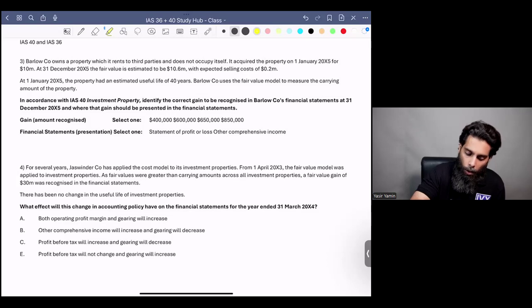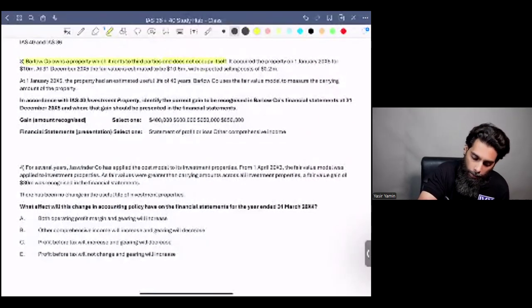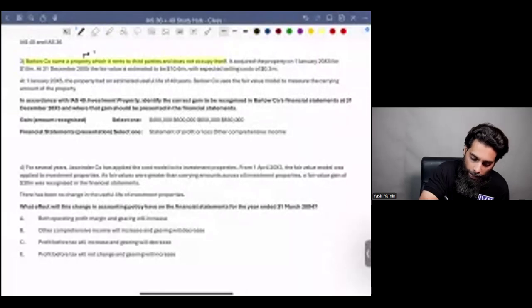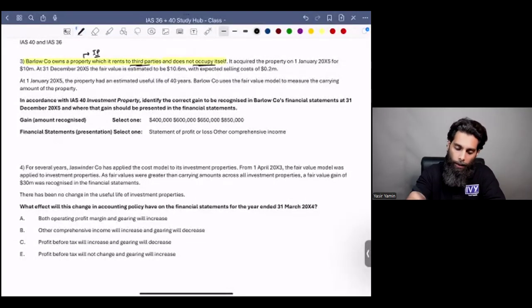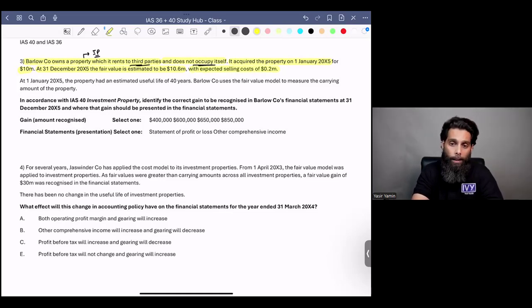It says Barlow Company owns a property which it rents to third parties and does not occupy itself. That means this property is basically investment property. Examiner says it acquired the property on 1st January X5 for $10 million. At 31st December X5, the fair value is estimated to be $10.6 million with expected selling cost of 0.2 million.